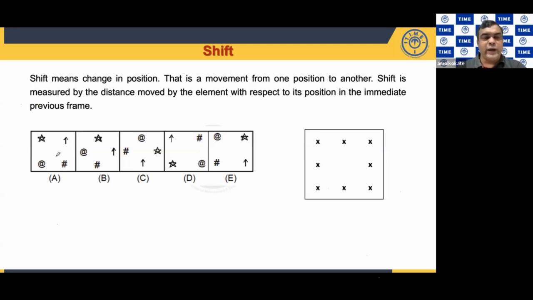So can you see the at the rate symbol? Look, it is just moving one position here. Next figure, it moves one, two positions. Next figure, one, two, three. Next figure, one, two, three, four. Are you getting this? So this is the movement. Okay. So there are blank positions. You have to visualize those positions.